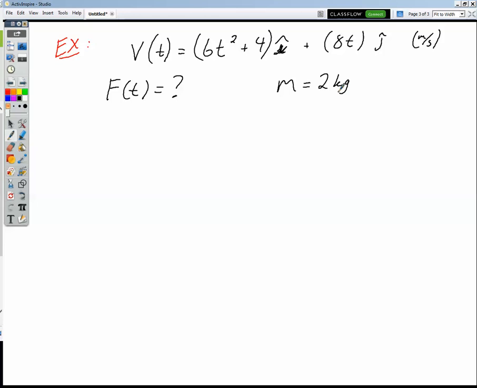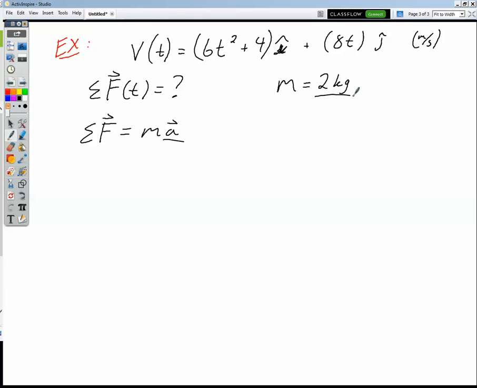So I go back to Newton's second law. I know that the sum of the forces, so this is a net force at any time t, is equal to the mass times the acceleration. So I need to find the acceleration. I already have the mass, and that's going to give me the force at any time t. So if I get the acceleration function, then I can find the net force function.